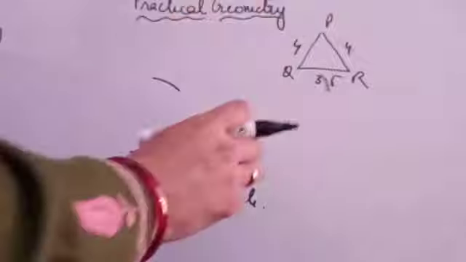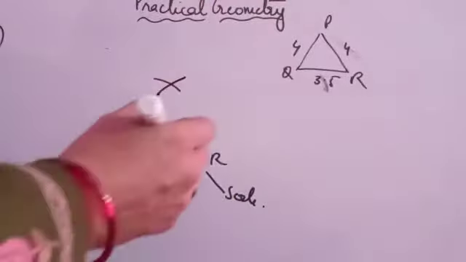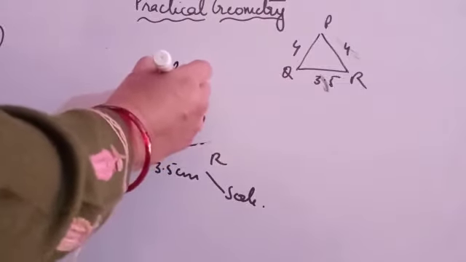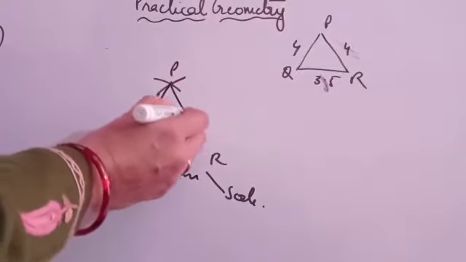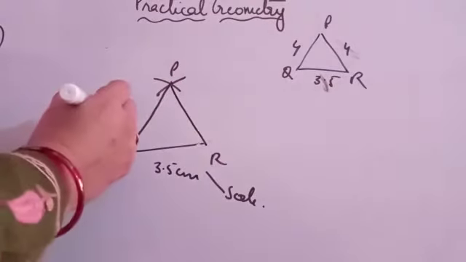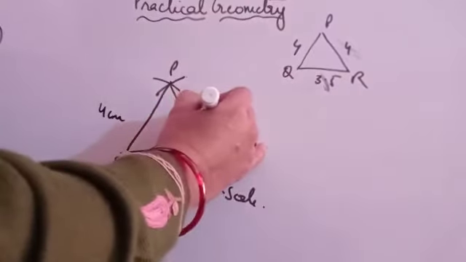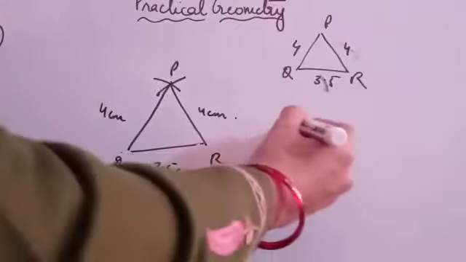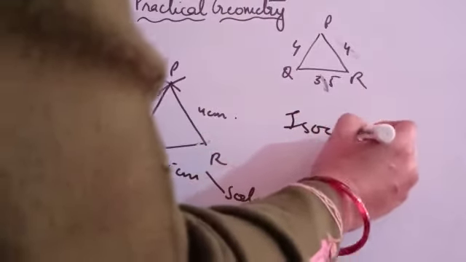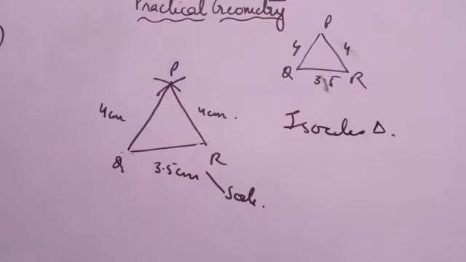Then again this is also 4. So keep the needle of the compass over here and cut this arc. You will be getting point P. Mark this point P and with the scale join it to Q, join it to R. So this becomes 4 centimeter, this becomes 4 centimeter. And what kind of a triangle is it? It is an isosceles triangle. Why? Because the two sides are equal to each other.